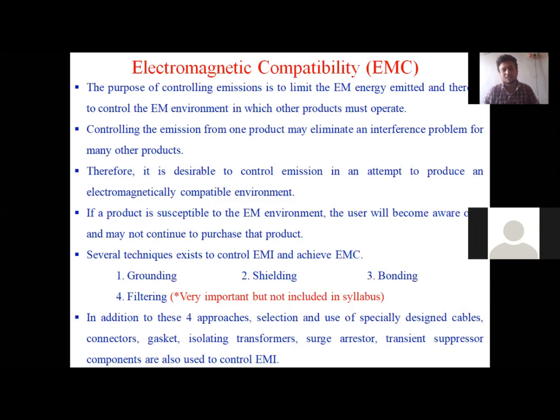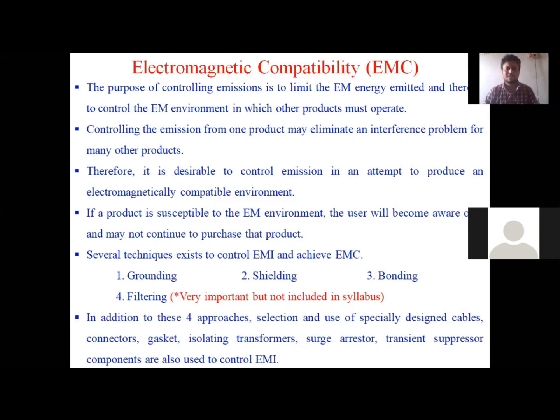So what are the techniques using which one can reduce the electromagnetic interference or emission, which is in the form of conduction and radiation? Several techniques are there, as I have mentioned earlier. The four techniques which are commonly used for reducing the noise or electromagnetic interference generated by the devices and by natural and man-made sources are grounding, shielding, bonding, and filtering.